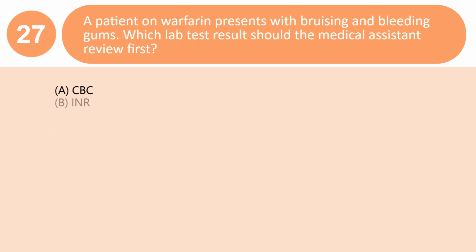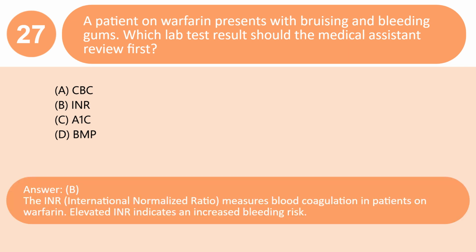A patient on warfarin presents with bruising and bleeding gums. Which lab test result should the medical assistant review first? A. CBC. B. INR. C. A1C. D. BMP. Answer B. The INR, International Normalized Ratio, measures blood coagulation in patients on warfarin. Elevated INR indicates an increased bleeding risk.